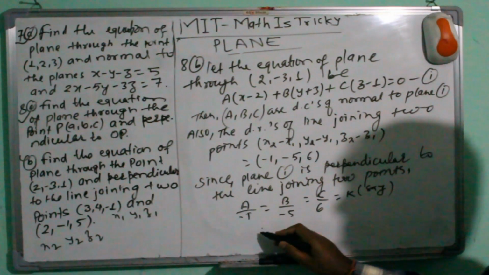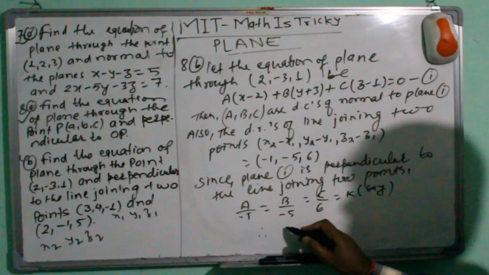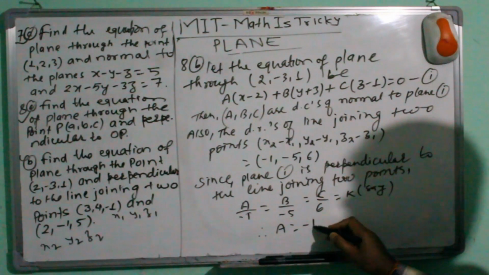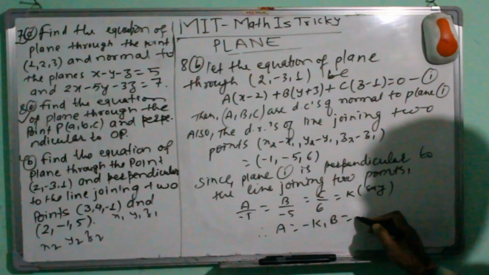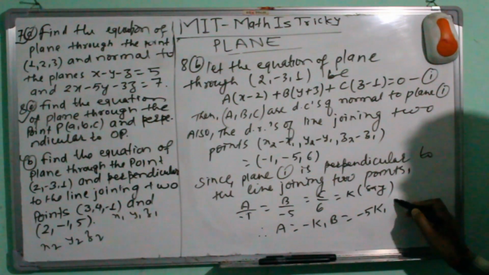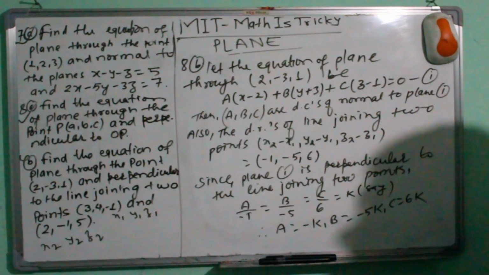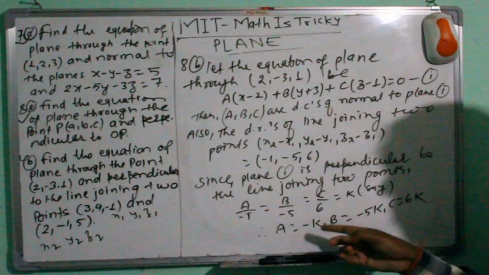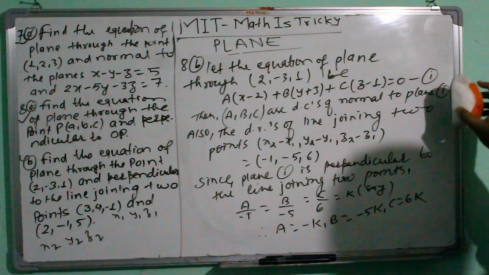Then we can write here A equals minus K, B equals minus 5K, C equals 6K. Now by substituting the value of A, B, C in equation 1, we will get the required equation.